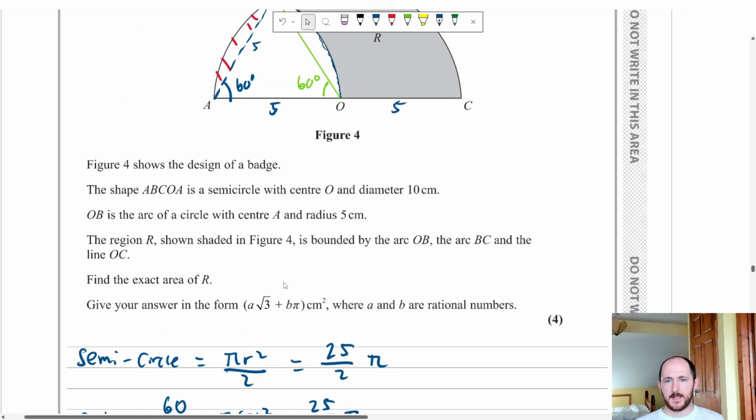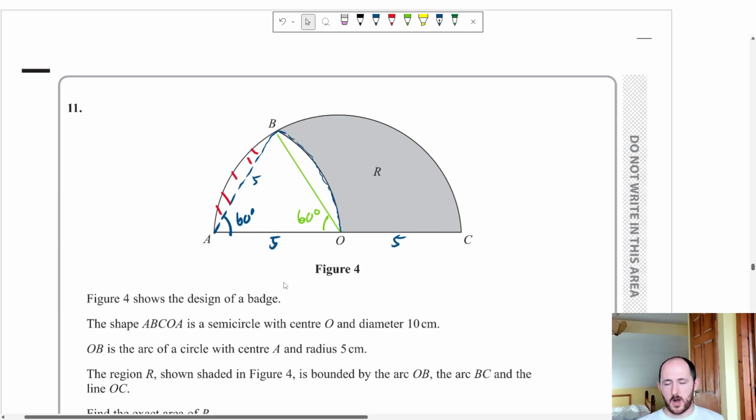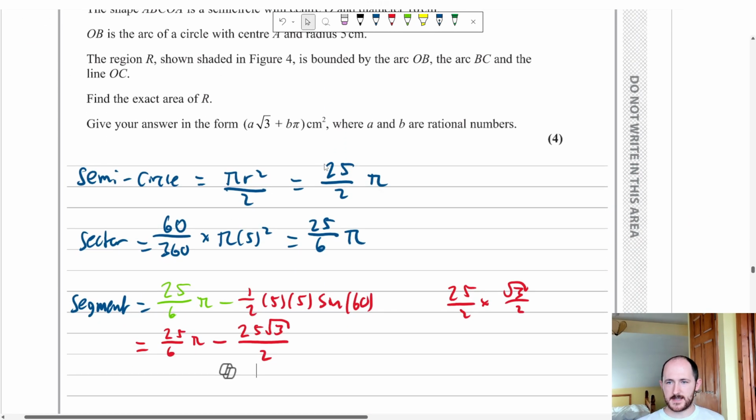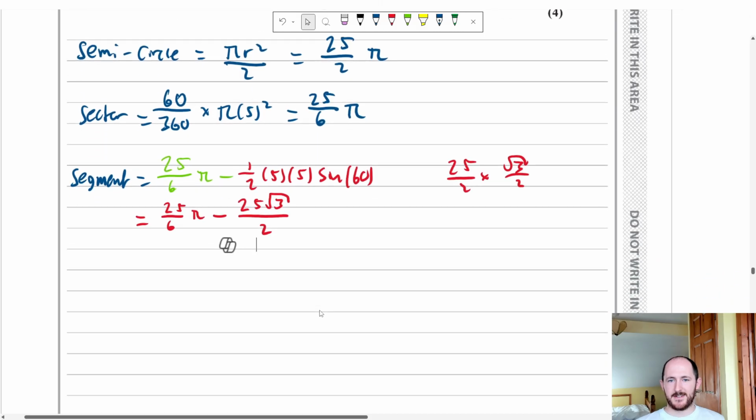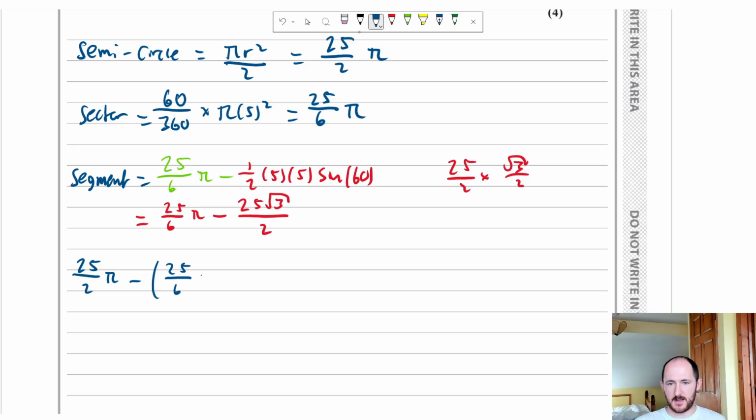Okay. So now, what are we subtracting? We're doing the semicircle minus the sector plus the segment all together. So we're going to do 25 over 2 pi minus the sector 25 over 6 pi plus 25 over 6 pi minus 25 root 3 over 2.